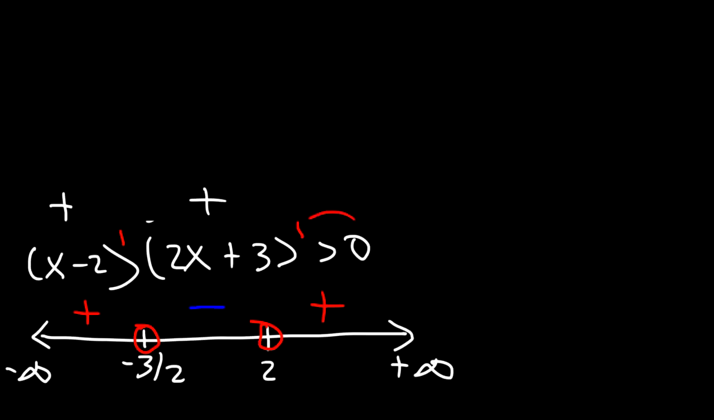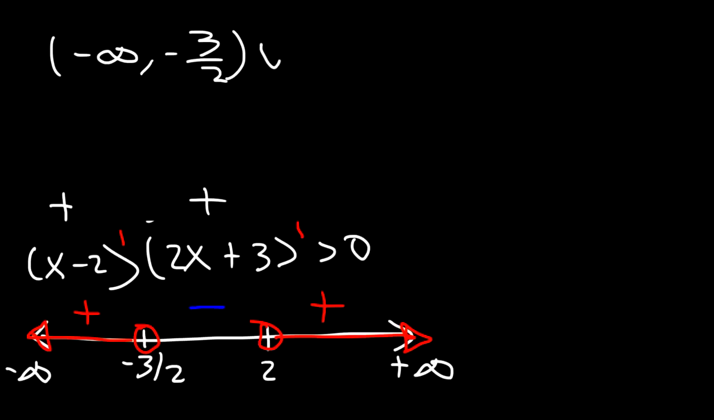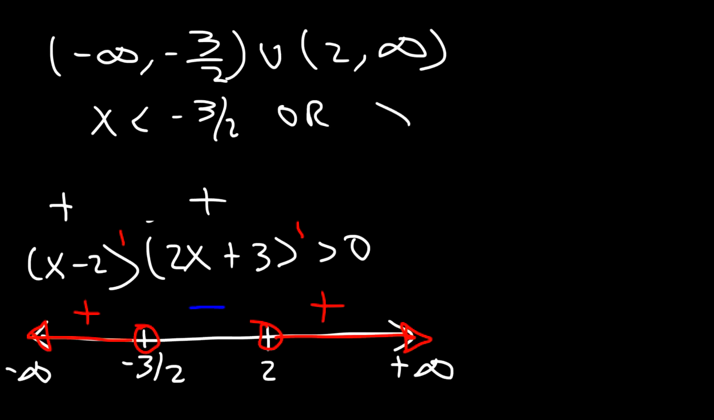Now we want the parts where it's greater than 0, so when it's positive, that's in this region and in this region. So therefore the answer in interval notation is going to be negative infinity to negative 3 over 2, not including negative 3 over 2, union 2 to infinity. So as an inequality, we could say that x is less than negative 3 over 2, or x is greater than 2. And that's it.